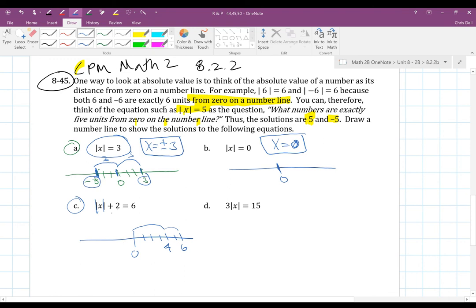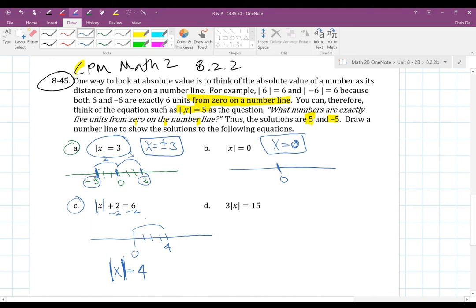So if I look at it this way, let me clean this up. I'm going to subtract 2 from both sides. I'm going to get my absolute value by itself because I really want to know what distance I'm thinking about here. The distance is really 4. So if I clean that up and get the absolute value part alone, I can determine what distance I'm talking about. The distance I'm talking about is 4.